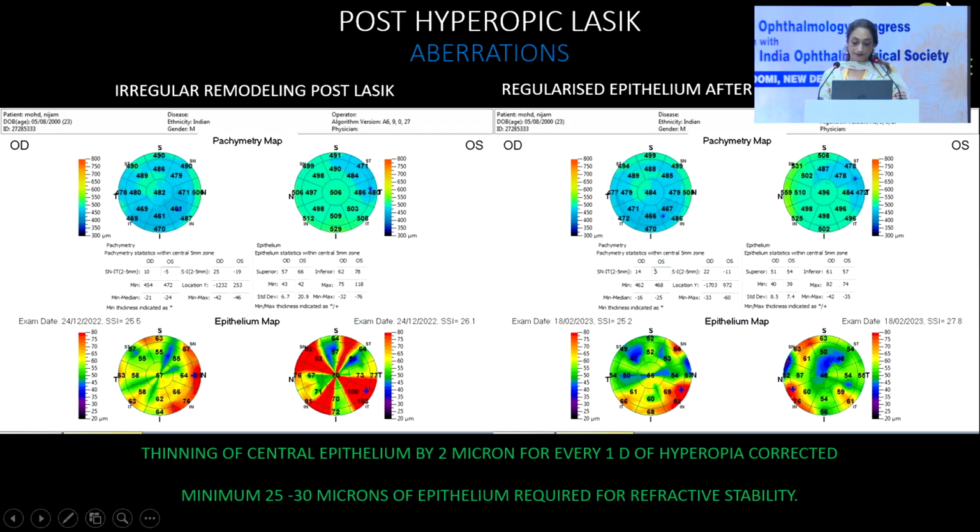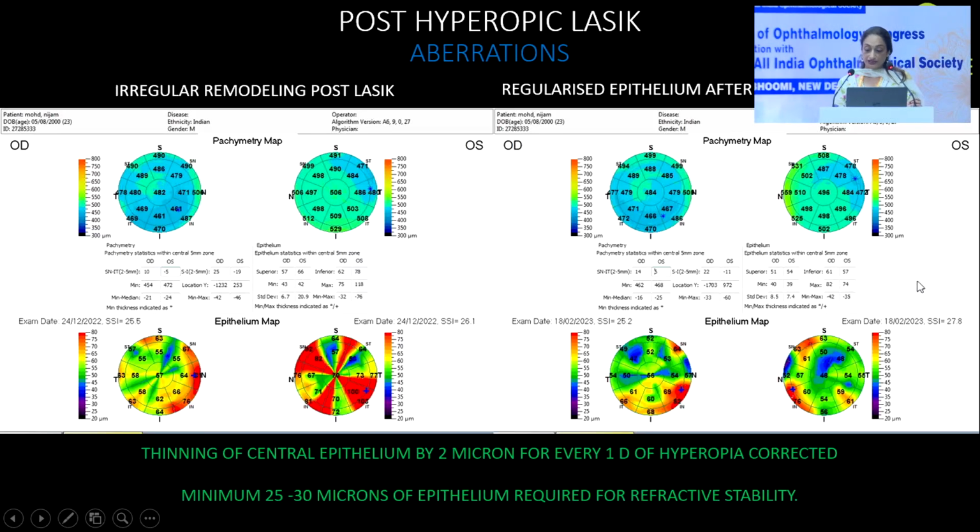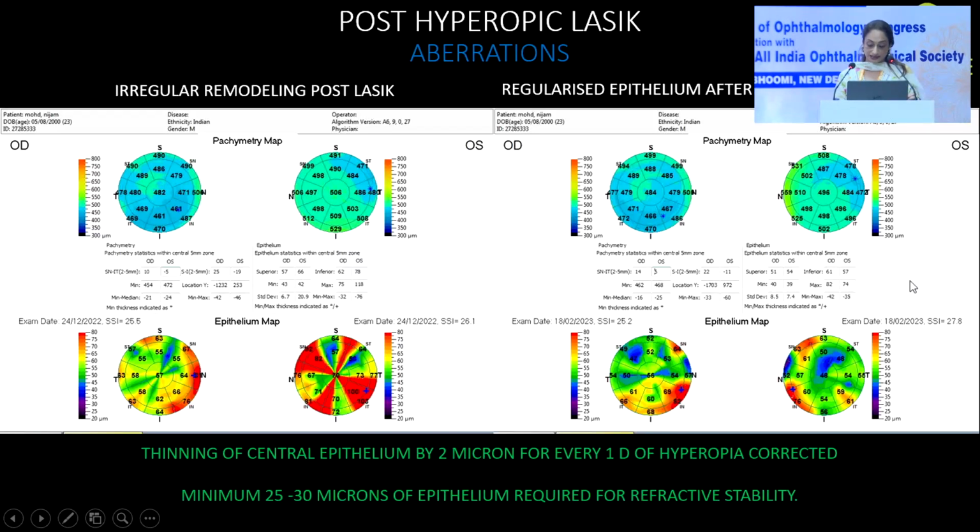This is a post-hyperopic LASIK patient who presented with aberrations, glare, and diurnal fluctuations. The ETM showed a lot of irregularity with fracture lines. This patient was also put on medical therapy. The epithelium remodeled and the quality of the vision improved by the end of 2 months.